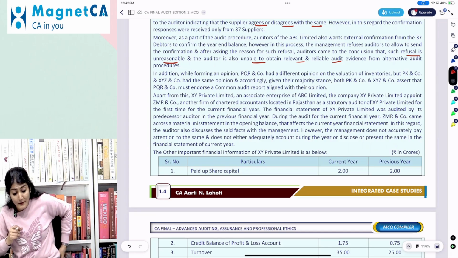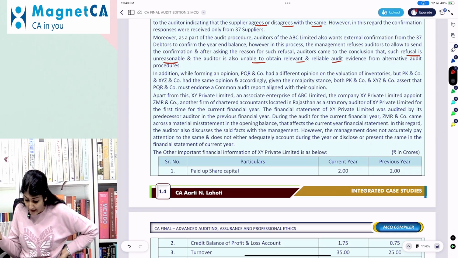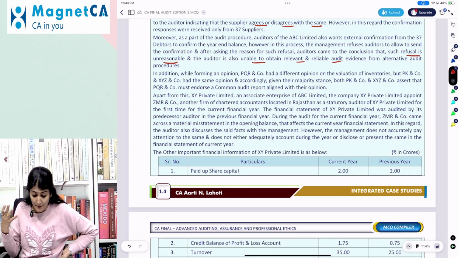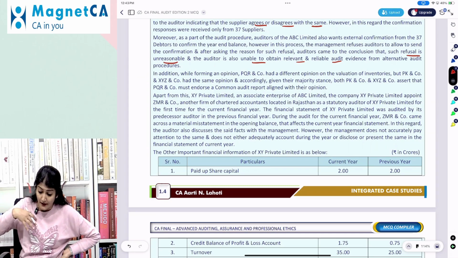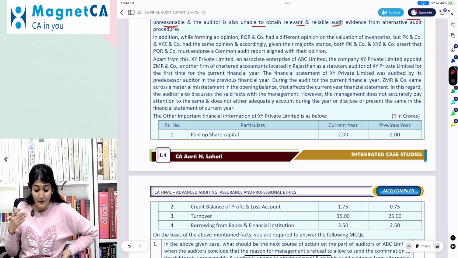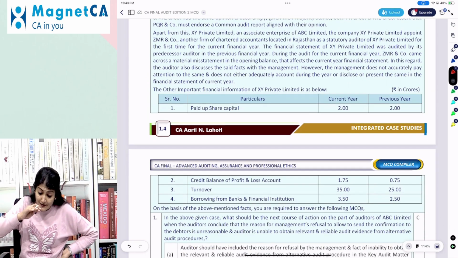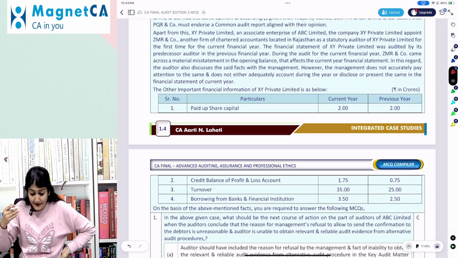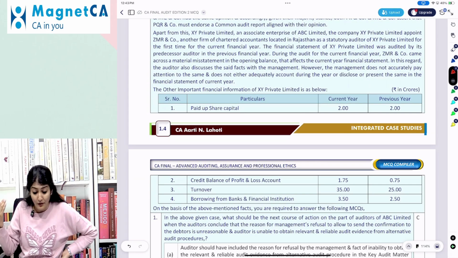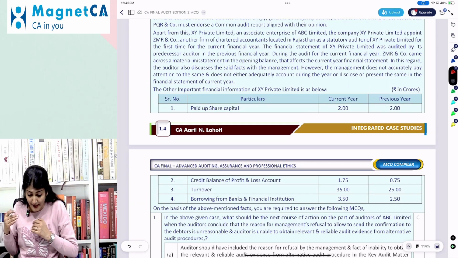Apart from this, XY Private Limited, an associate enterprise of ABC Limited, appointed ZMR and Company, another firm of CA located in Rajasthan, as a statutory auditor of XY Private Limited for the first time for the current financial year. The financial statement of XY Private Limited was audited by the predecessor auditor in the previous financial year. During the audit for the current year, ZMR and Company came across a material misstatement in the opening balance that affects the current year financial statement.